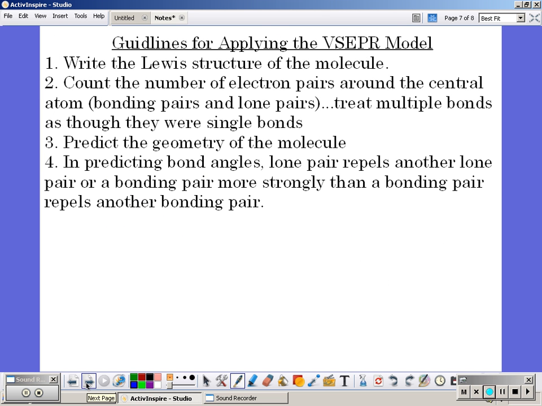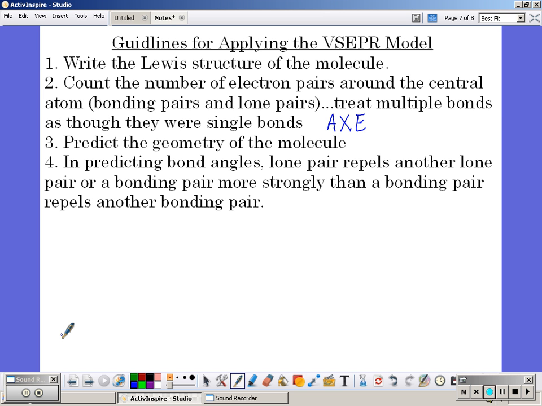There are 4 different guidelines for applying the VSEPR model. First, you want to draw the Lewis structure. Then you want to count the electron pairs around the center atom, bonding and lone pair, and treat multiple bonds as though they were single. And then you're going to predict the geometry. A lot of times you might see things like A for the center atom, X for the number of atoms attached, and then E for the number of lone pairs on the center atom. That's called the classification, and then using the classification we can match it to one of our geometries.